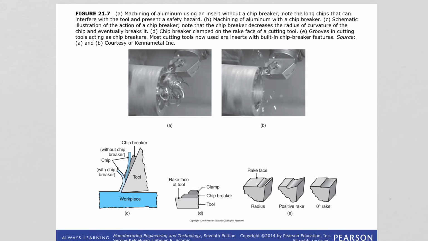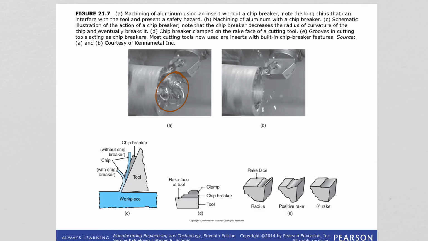So in image A, we are seeing machining of aluminum using an insert but without a chip breaker. So you can see the long chips that can interfere with the tool and present a safety hazard. And in image B, we don't even see those chips anymore, because this is machining of aluminum with the chip breaker.